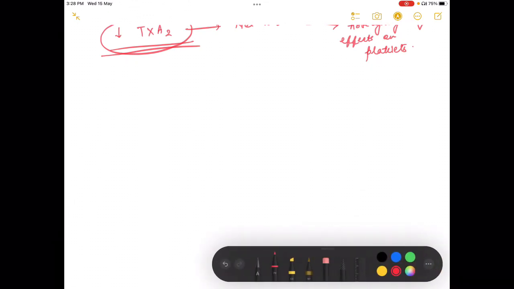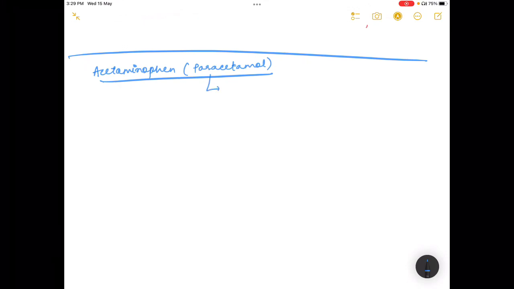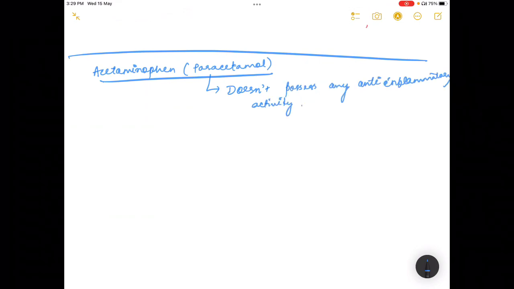So the next drug which we are going to discuss is acetaminophen, otherwise known as paracetamol. This drug has no anti-inflammatory activity. It doesn't possess any anti-inflammatory activity. A question will come to your mind: why doesn't it possess any anti-inflammatory property? The reason for this is the peroxide theory. And what does this theory state? It states that it is ineffective in the presence of peroxide generated at the site of inflammation.